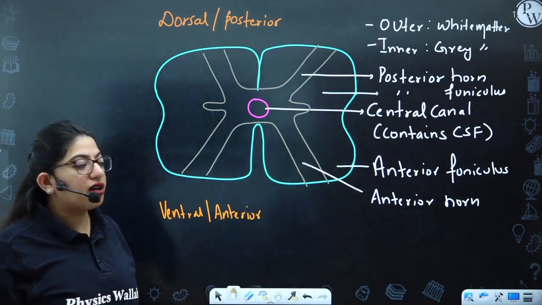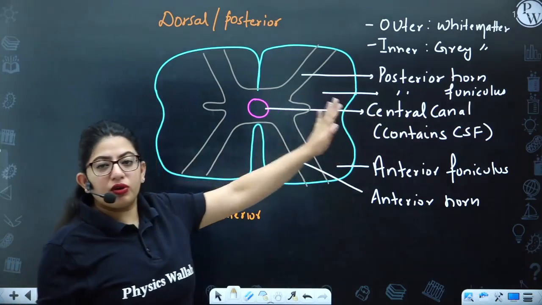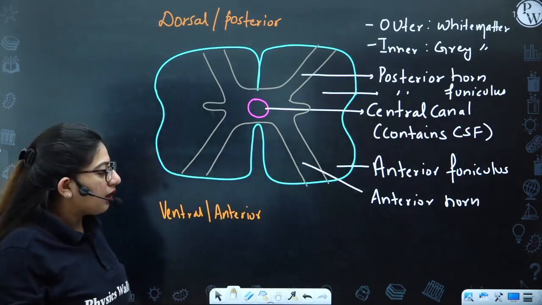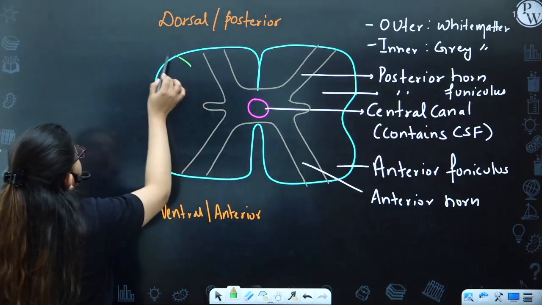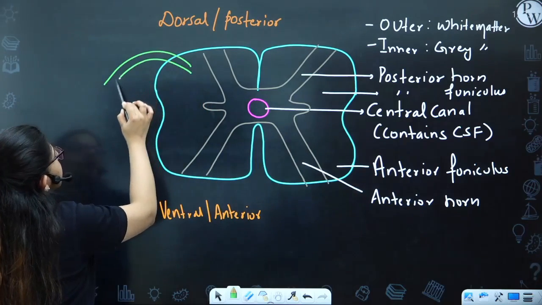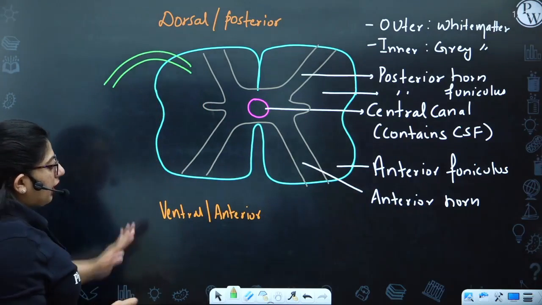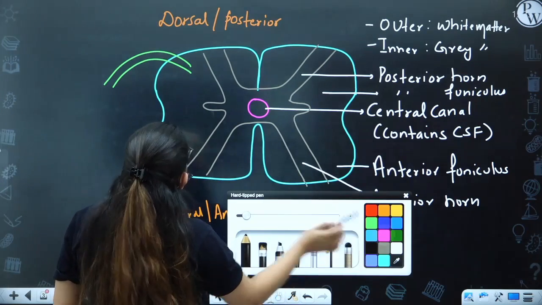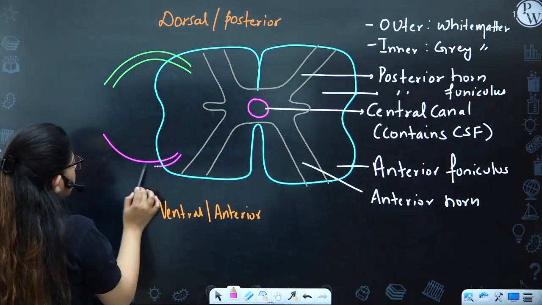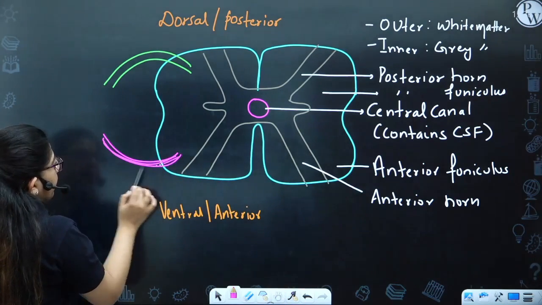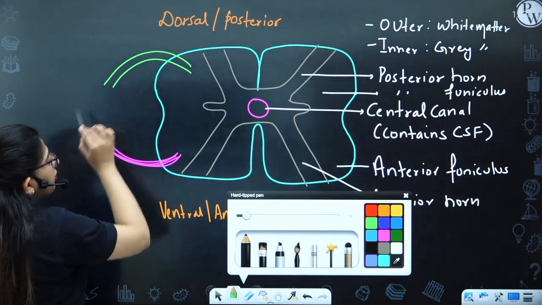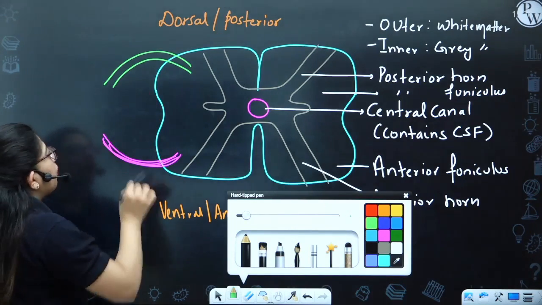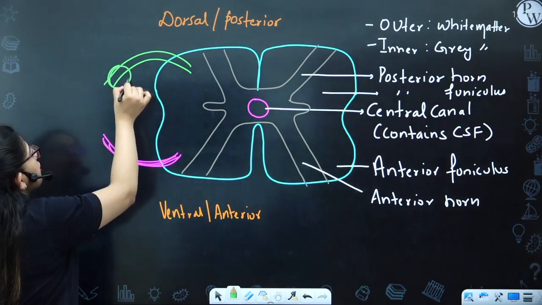Nerves emerge from both sides. Okay. So from the dorsal side, sensory nerves will emerge. And from the anterior side, motor nerves will emerge. Okay. So in the sensory portion, when the sensory nerves leave the spinal cord, they will meet in a portion known as the ganglion.